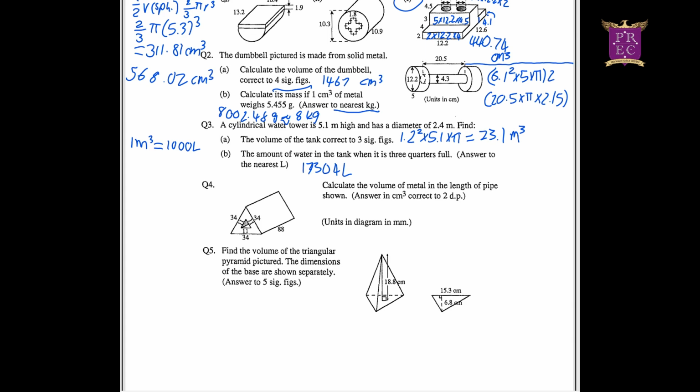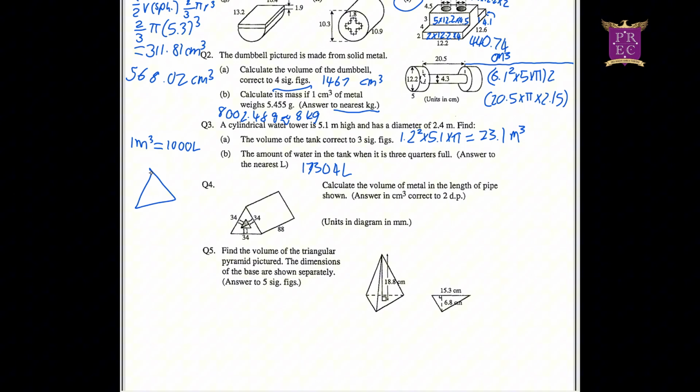Calculate the volume of metal in the length of pipe shown. Correct to 2 decimal places, and the units are in cubic centimeters. Well, we have to answer in cubic centimeters, but the units are in millimeters in the diagram. So to find out the area of the front-facing side, we need to have a look at the triangle over here. It's an equilateral triangle.